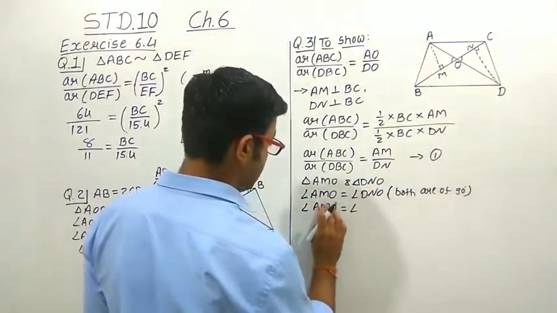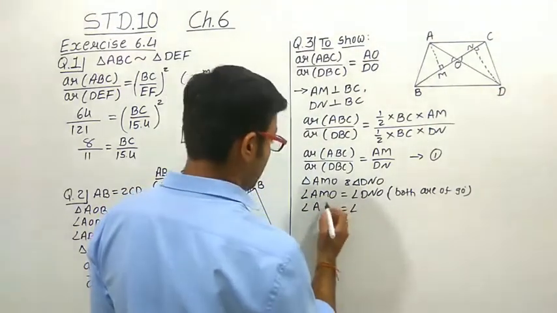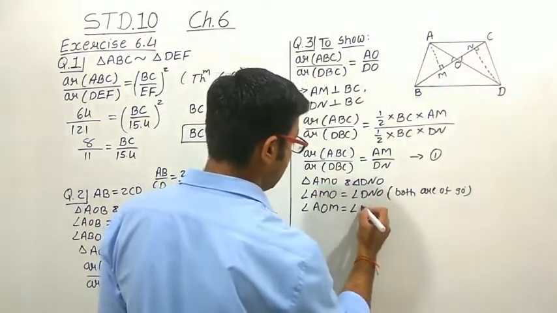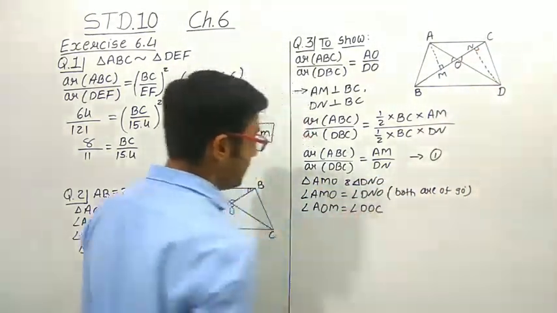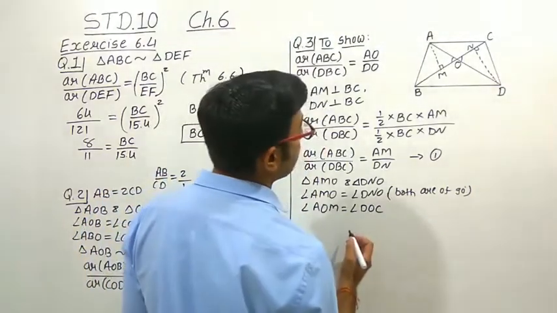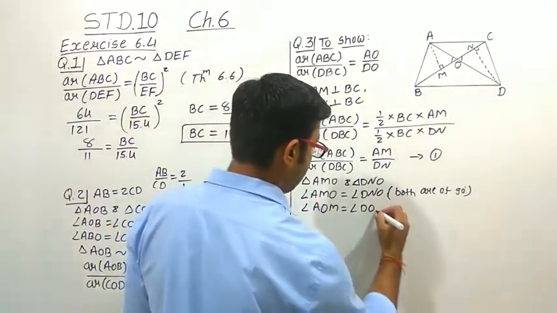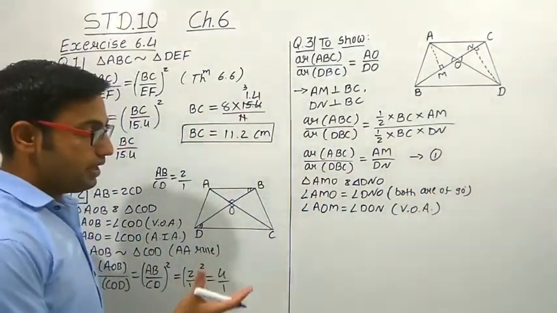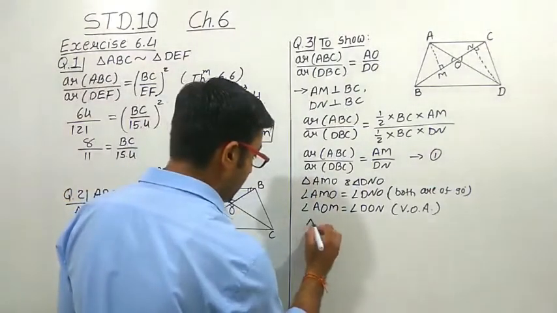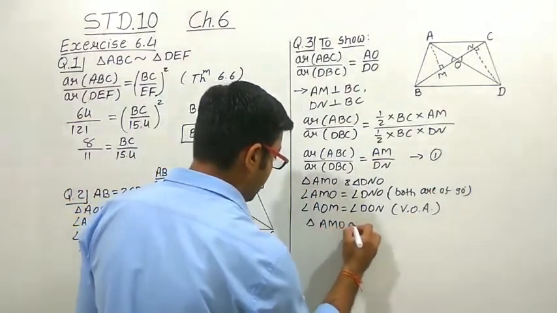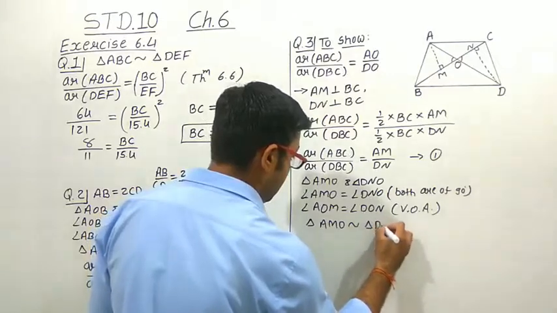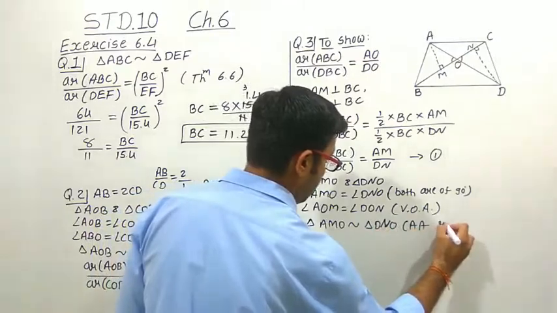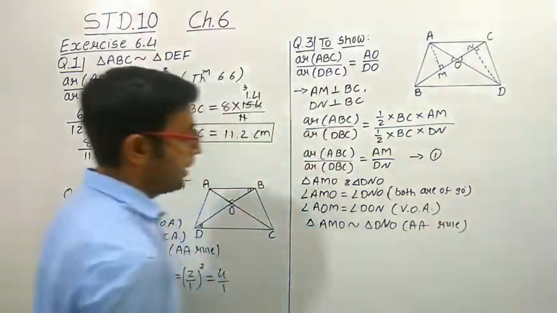So this angle we can write as angle AOM, and the second angle we can write as angle DON. These two angles are equal because they are vertically opposite angles. Now, if the two angles are equal, then we can write that triangle AMO is similar to triangle DNO. By which criterion? Angle-angle criterion.